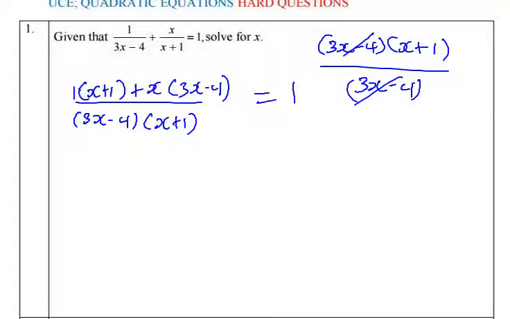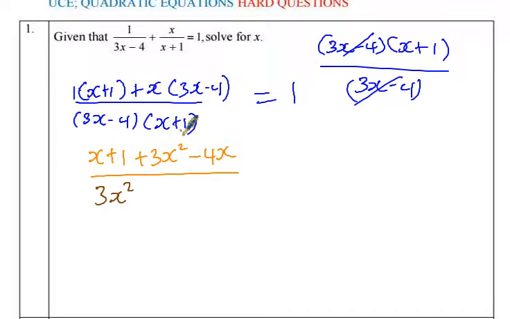That's our first step. In our next step, we need to open brackets in the numerator. When I open brackets here, the first part will not change, x plus 1. Then I have plus 3x squared minus 4x. That's the numerator. Then in the denominator, when I multiply 3x times x, I get 3x squared, 3x times positive 1 plus 3x, minus 4 times x minus 4x, and then minus 4 times 1 minus 4. This should equal 1.